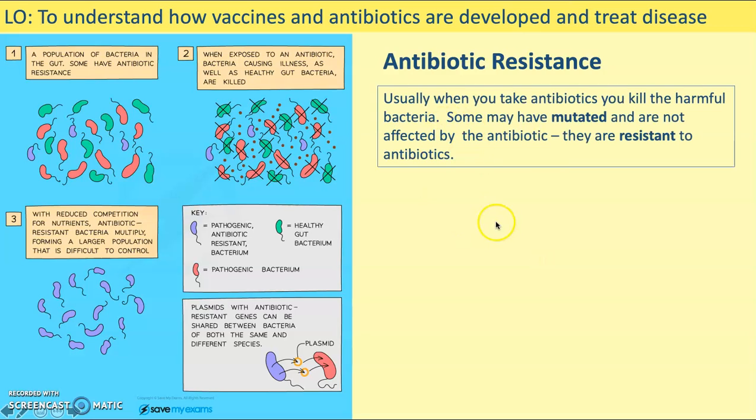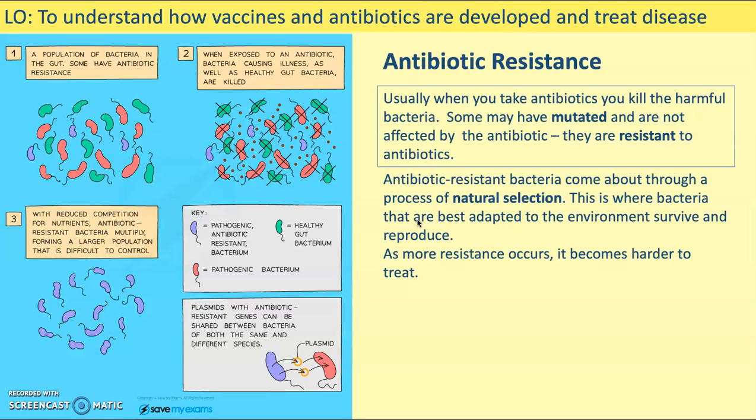But usually when you take antibiotics, you are killing the harmful bacteria. Some of those bacteria may have mutated. Mutations happen all the time. Some mutations mean that bacteria is not affected by the antibiotic anymore. So they are resistant to that antibiotic. So the bacteria become resistant.